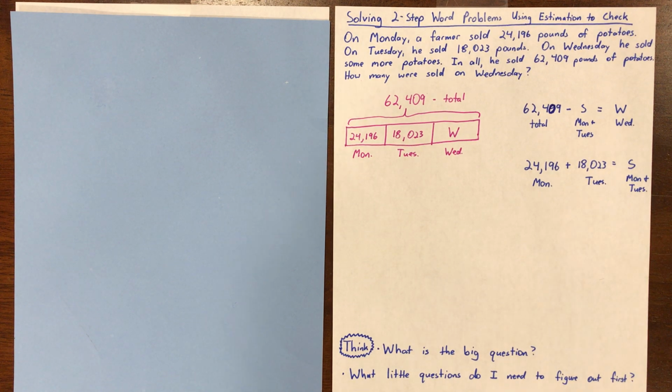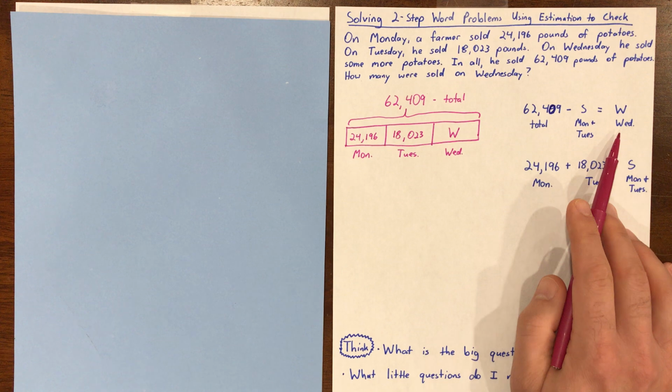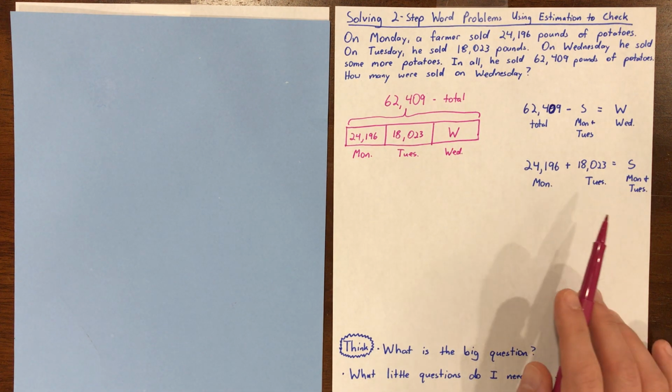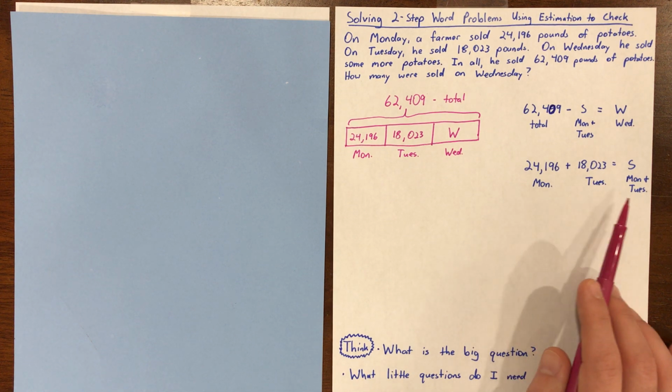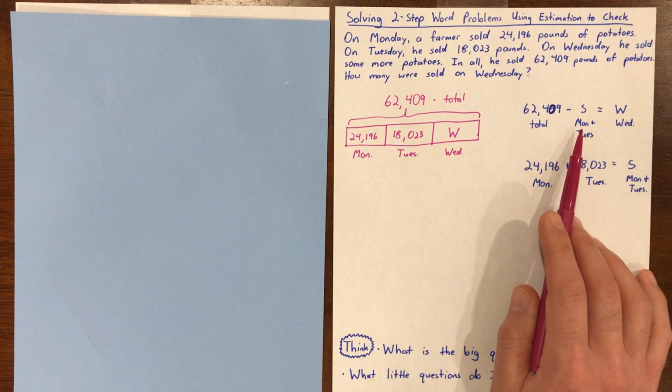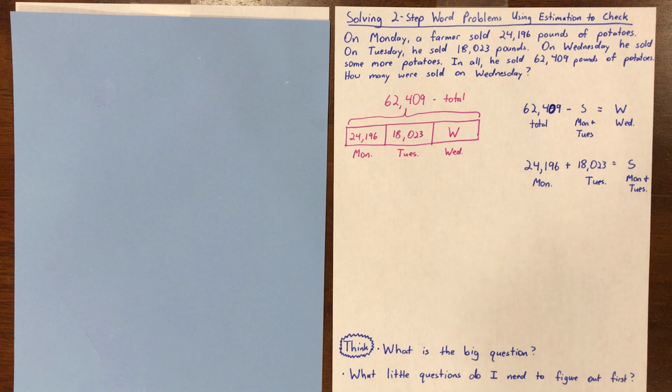How do you know? Say it out loud. Yeah, it does, doesn't it? Right? It still shows the big question of how many potatoes were sold on Wednesday. And it also represents the little question of how many potatoes were sold together on Monday and Tuesday. You know that comes up here, and you could take your total minus the amount sold on Monday and Tuesday, and boom, that tells you how many on Wednesday.